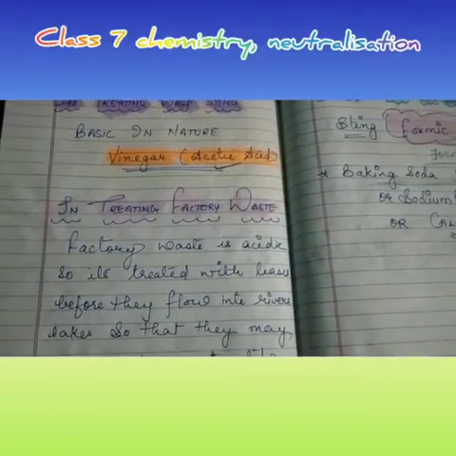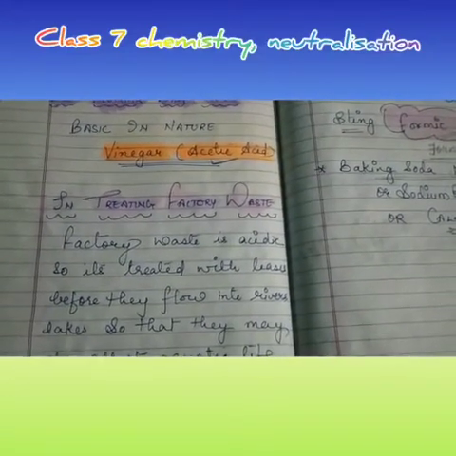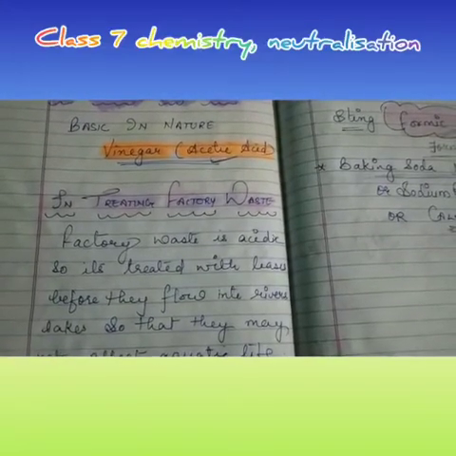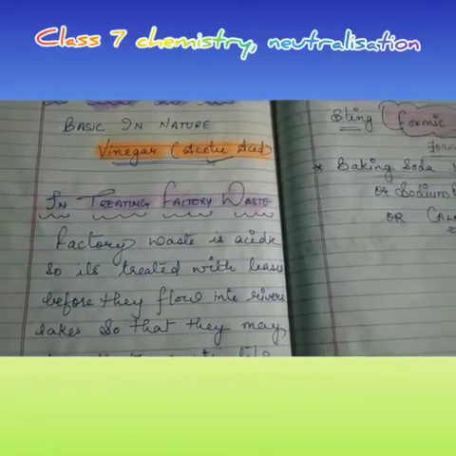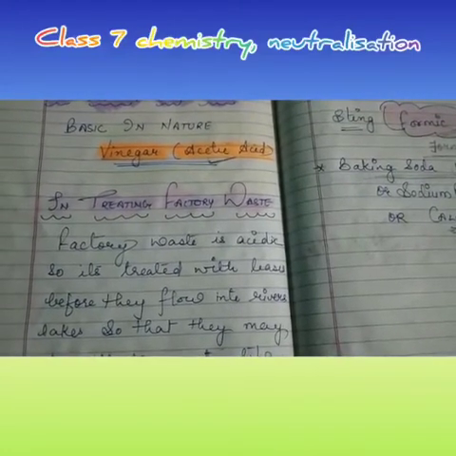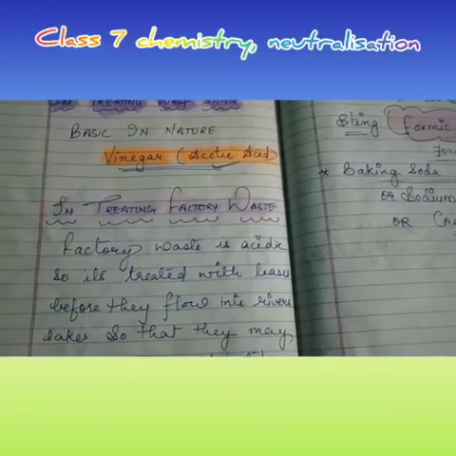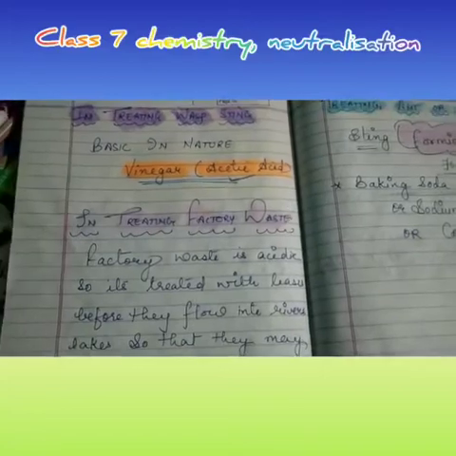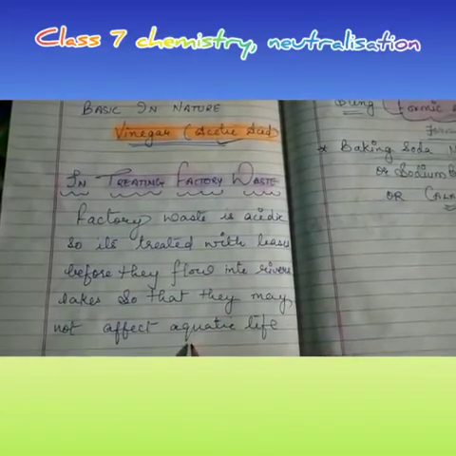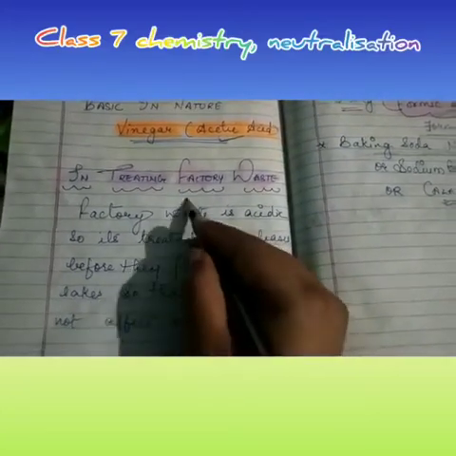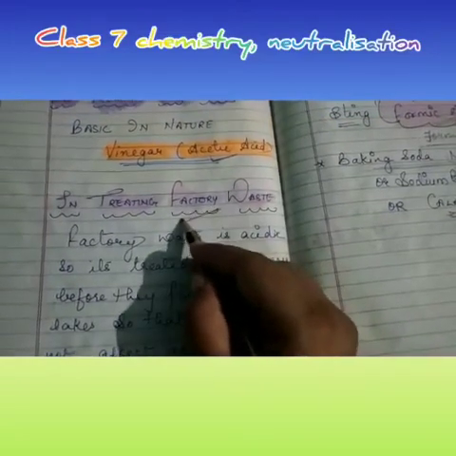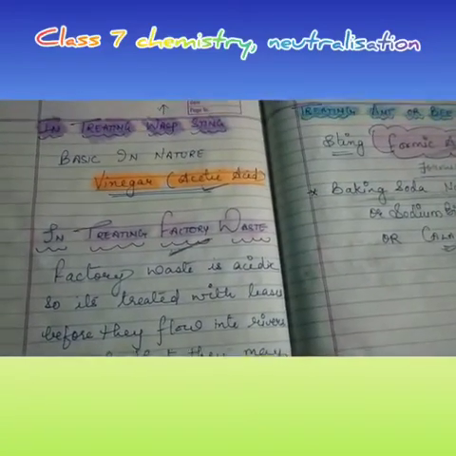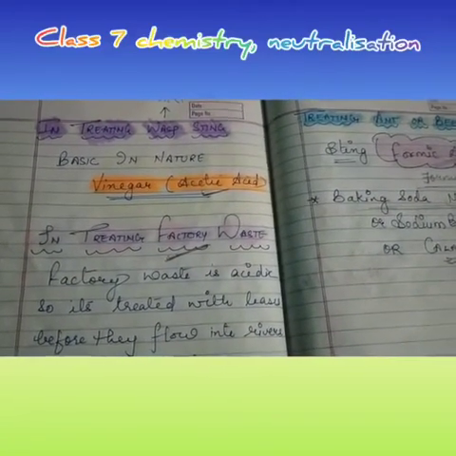Next is treating factory waste. You very well know factory waste is acidic in nature. So when it flows into rivers and lakes, it pollutes the river and harms the life of the aquatic animals. So before releasing the waste from the factories, it's treated with bases so that it neutralizes and does not affect the aquatic life. So in treatment of factory waste also, there is the use of neutralization reaction in our daily life. So these are the uses of neutralization reaction in our daily life.